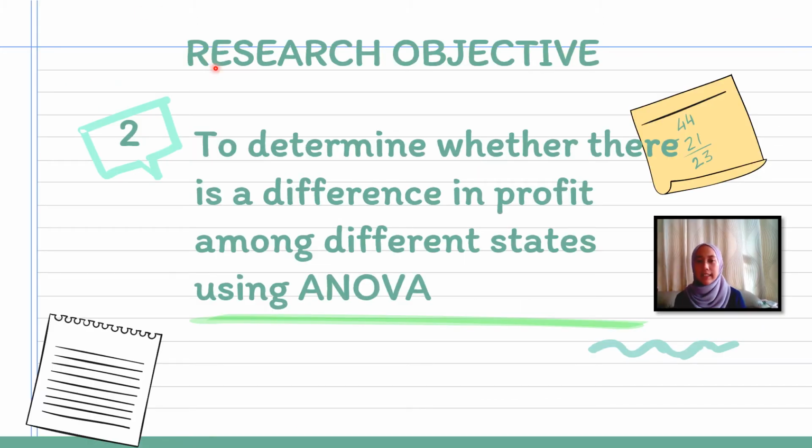Move on to the next slide. This is the research objective for our project. As for me, I will take the second objective in our project, which is to determine whether there is a difference in profit among different states using the ANOVA table.